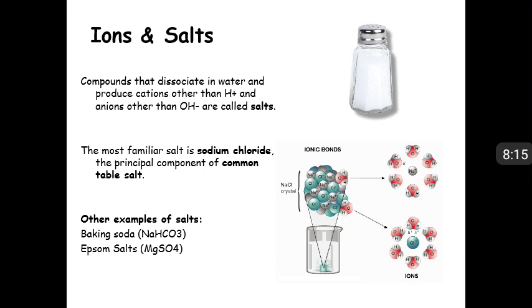Now, ions and salts. Compounds that dissociate in water and produce cations other than H+ and anions other than OH- are called salts. The most familiar salt is sodium chloride, the principal component of common table salt, and other examples are baking soda and Epsom salts.